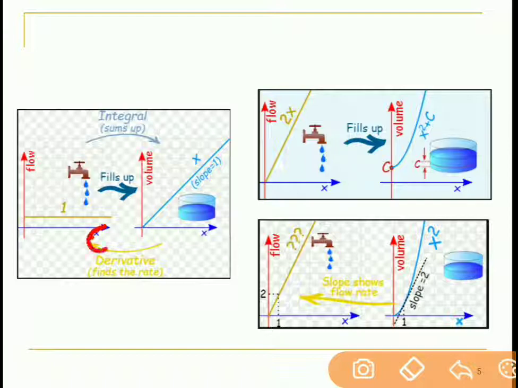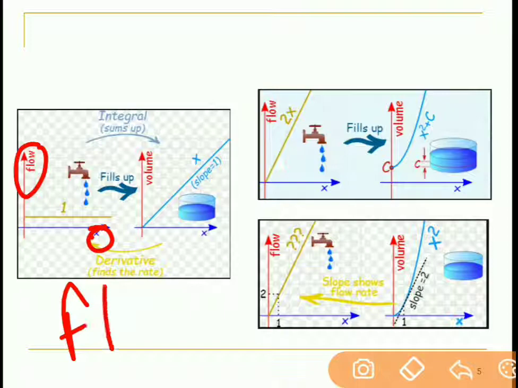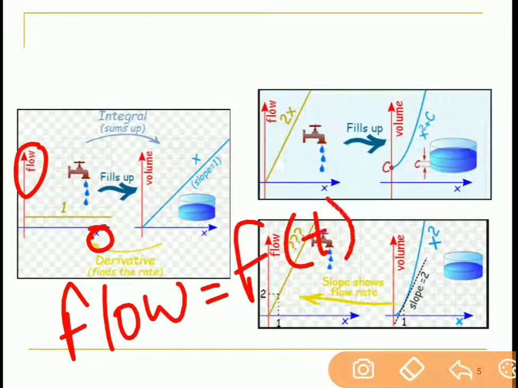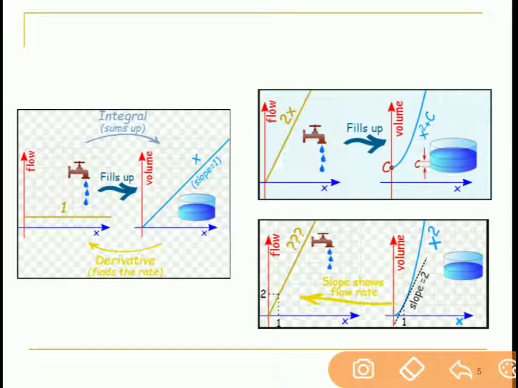Here x is nothing but the time, and flow rate is a function of time. In this case, the flow rate is constant with respect to time. It means the flow of water with respect to time is constant. So in the graph of flow versus time, we get a straight line. This straight line represents that flow is constant with respect to time.